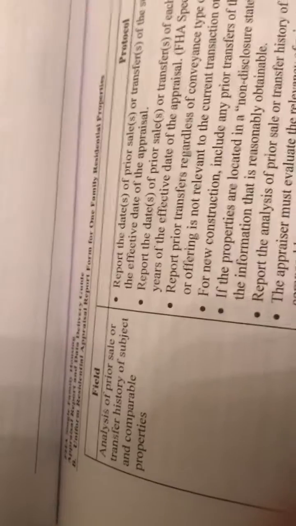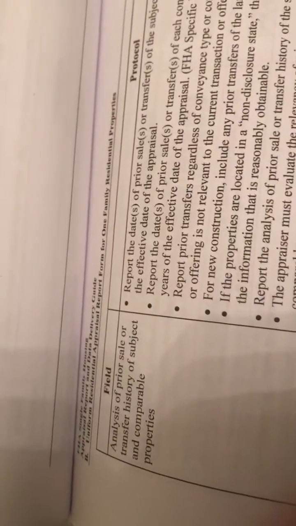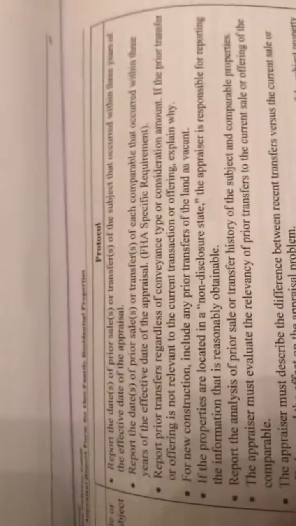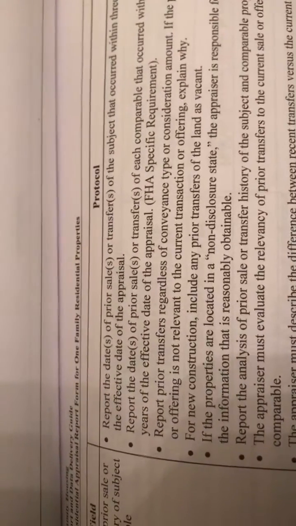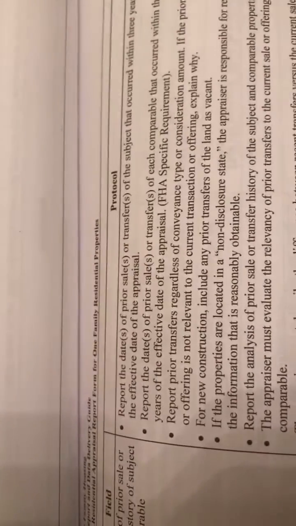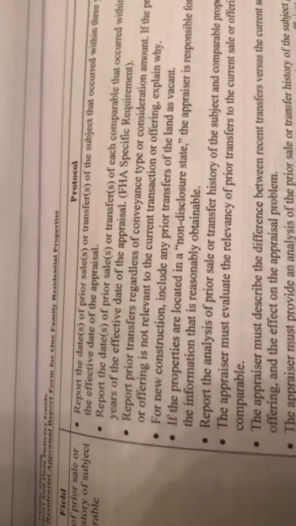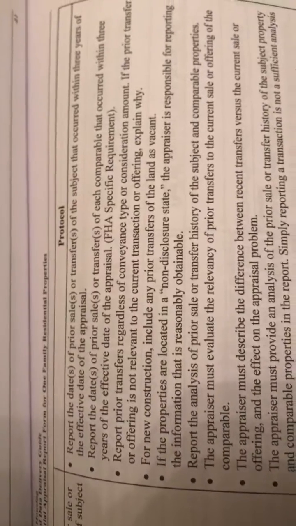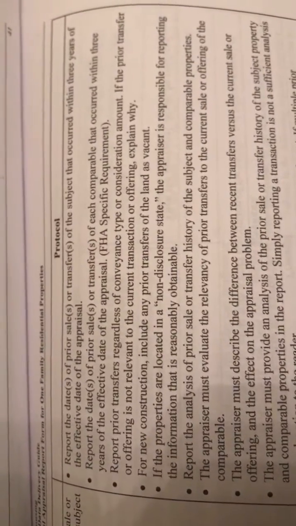Page 127. Field: Analysis of prior sale or transfer history of subject and comparable properties. Protocol: Report the dates of prior sales or transfers of the subject that occurred within 3 years of the effective date of the appraisal. Report the dates of prior sales or transfers of each comparable that occurred within 3 years of the effective date of the appraisal.